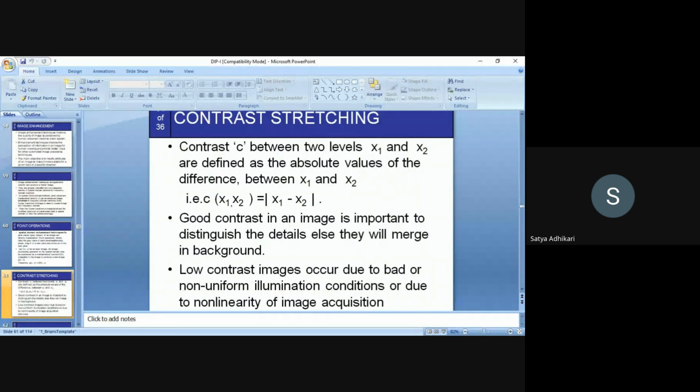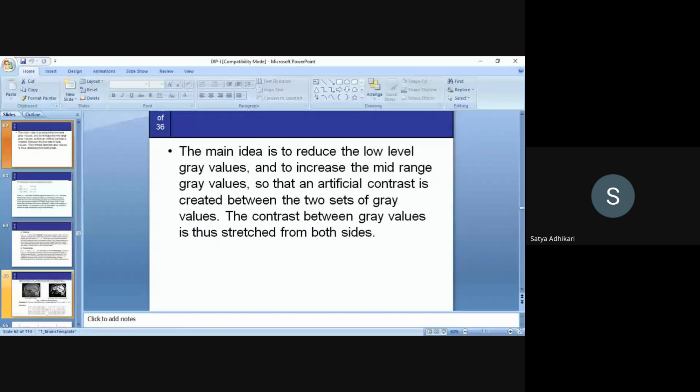Low contrast images occur due to bad or non-uniform illumination conditions or due to non-quality of image acquisition. So we will discuss that contrast is also associated with the quality of an image: contrast, brightness, resolution. The main idea to reduce the low level gray values is to increase the mid-range gray values. That is, if there are some pixels which have low level gray values, we have to manipulate them to the mid-range gray values, so that an artificial contrast is created between the two sets of gray values.